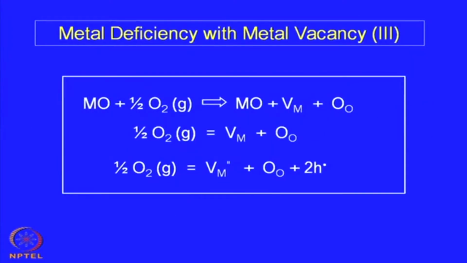So, the final reaction is like this: once again half O2 gas going to a metal vacancy, a lattice site of oxygen, and two holes. That is the ultimate result, and these are the different steps by which one can understand why we are writing this.